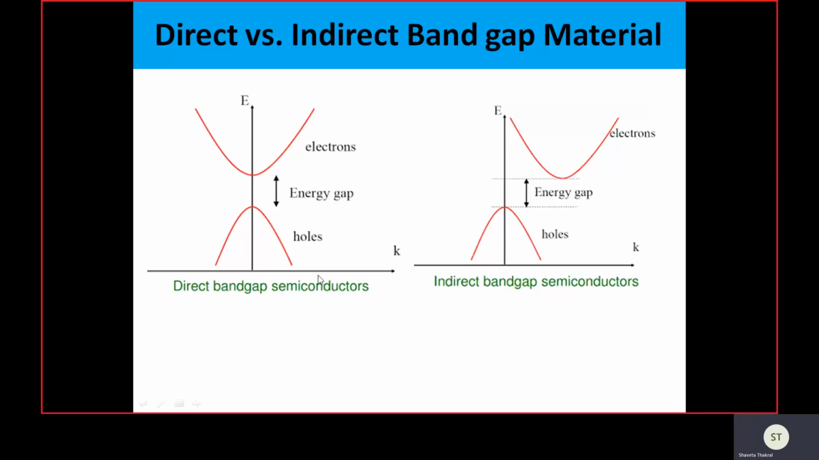And in the case of direct band gap material, the valence band and the conduction band are aligned, and here the energy is released in the form of light or photons. So basically in the LED the direct band gap semiconductor material is used. For example, gallium arsenide comes under the category of direct band gap semiconductor material.